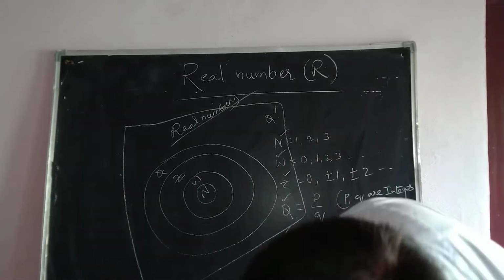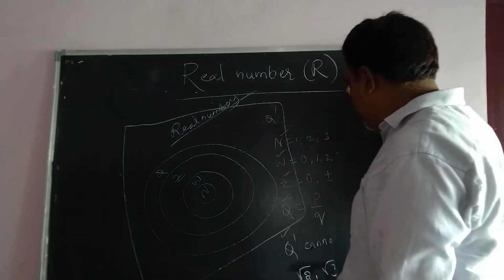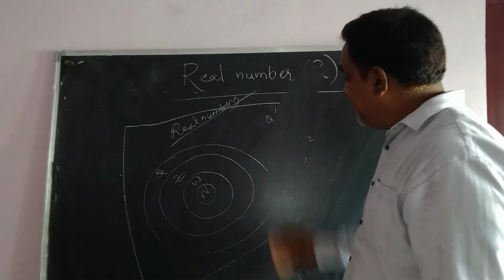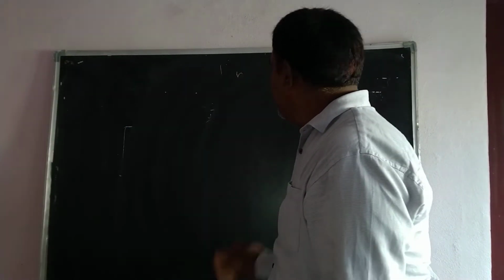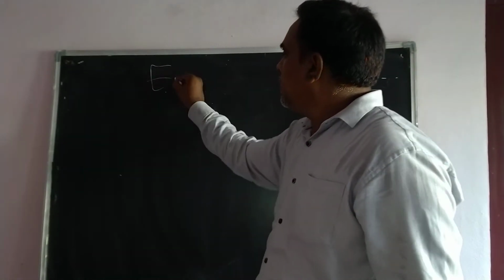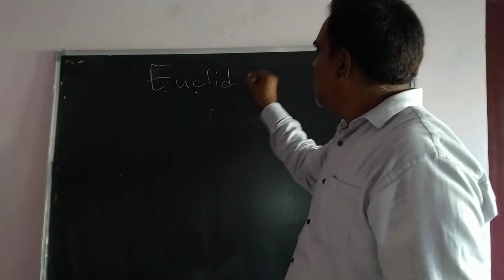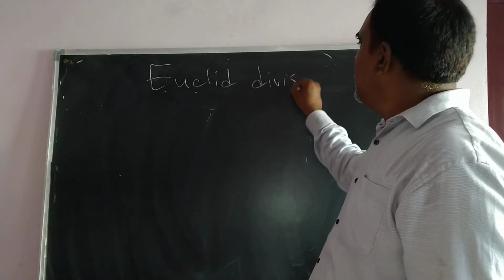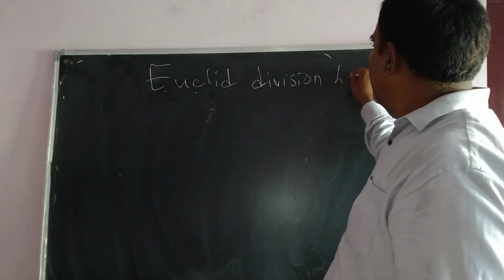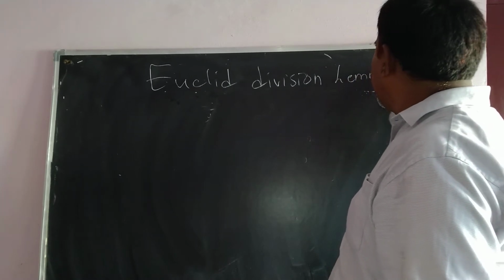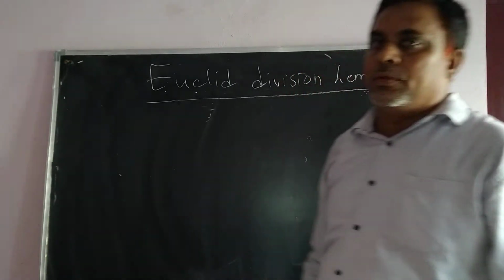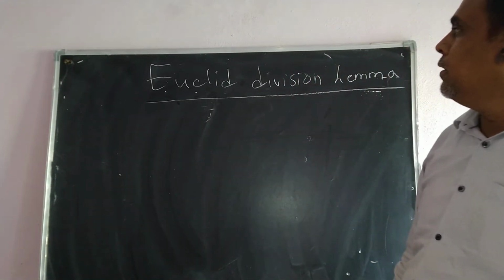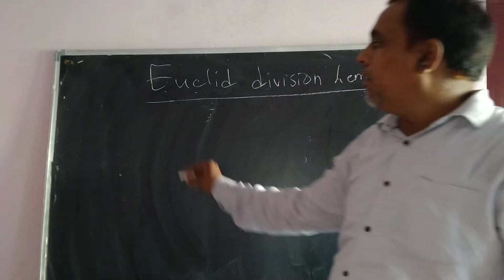With the help of this, we are going to derive the equation of the Euclid division lemma. That is your 10th class first chapter syllabus, real numbers. In this we are going to derive the equation of the Euclid division lemma.